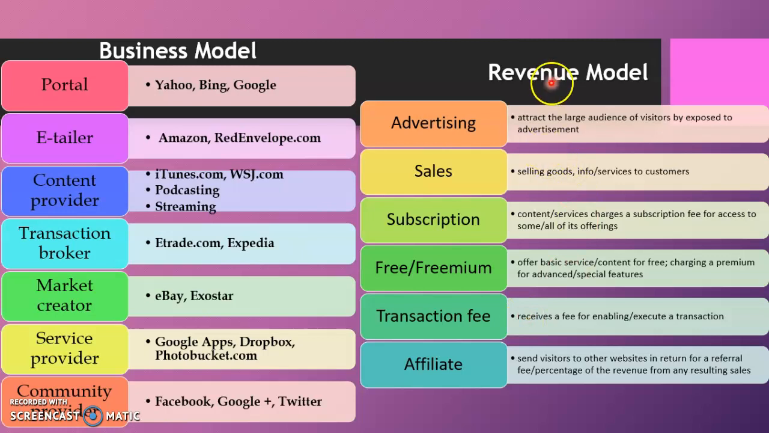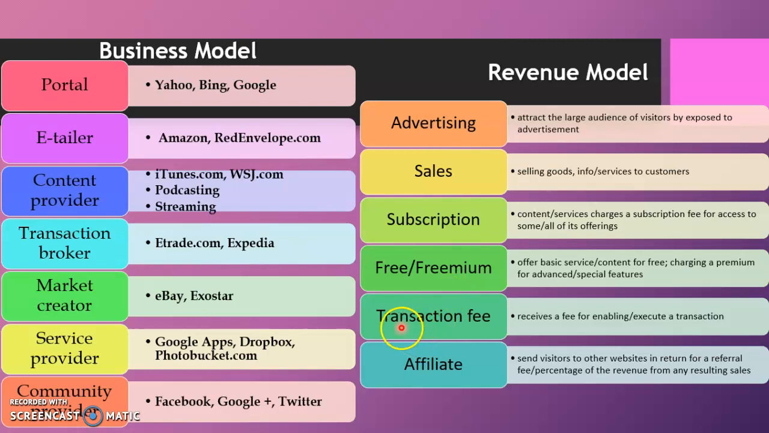Next we move to the revenue model. In the revenue model, we have six items. The first one is advertising: how you get your revenue by advertising. Then by sales, and by subscription: other people subscribe and you charge the subscription fees. Then free and freemium. You offer the basic, which is what we call free. If the buyer or the viewer wants to know more, you charge another fee. We call it freemium.